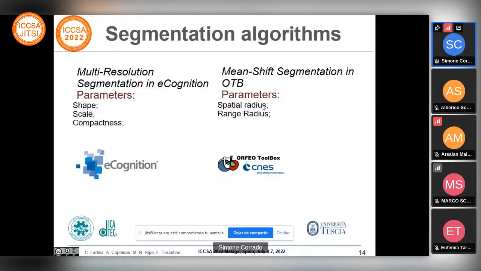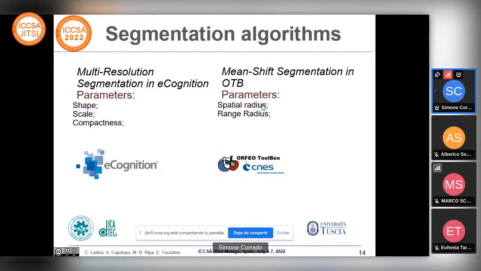The second is the shape. The shape assigns a weight to the shape and the spectral color of the objects. When the shape weight is 0, only the value assigned to the color is considered, while when it's greater than 0, the shape of the object is taken into account along with the color. It was between 0.1 and 0.5 with an increment step of 0.1. And lastly, the weight of compactness and smoothness criteria, useful for optimizing overall compactness.